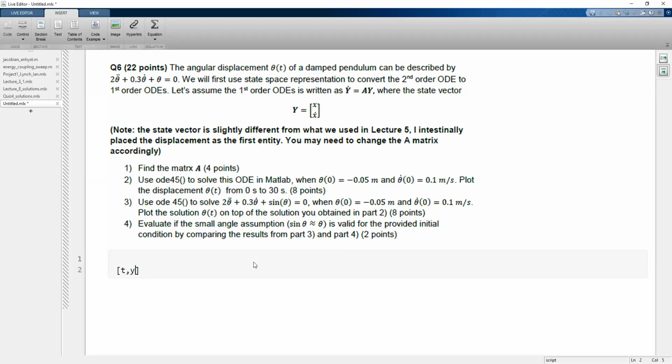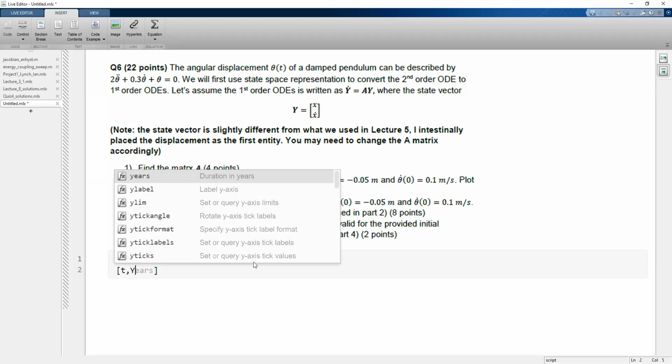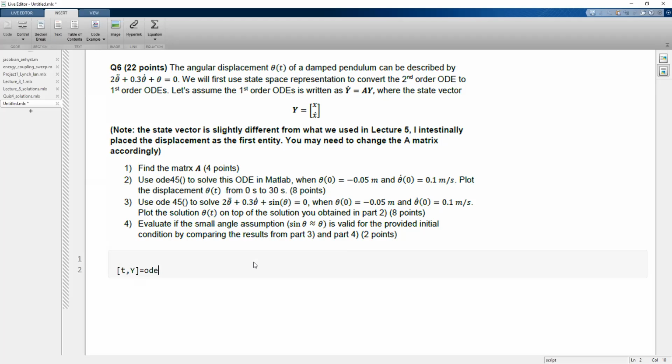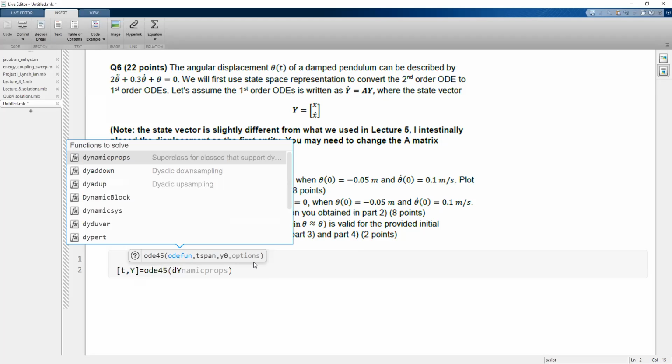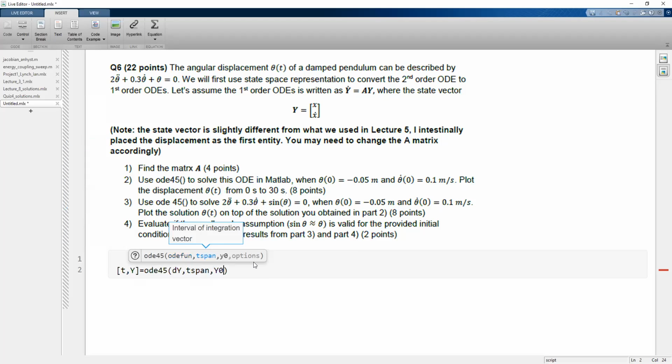[t, y] equals ode45. You need a function. This function is dy, t span, y naught. So let's forget about the options. I want to simplify everything. So what is the dy?